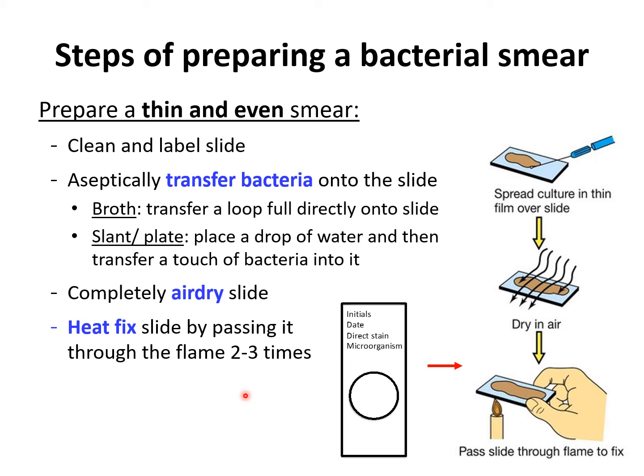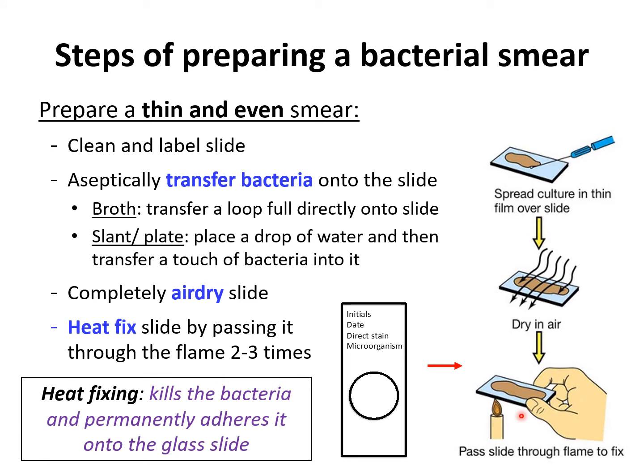What's heat fixing for? Heat fixing is going to do two things. It's going to ensure that the bacteria sticks to your slide, which is good because you can then save your slide for later if you want to view it later. It's not going to go anywhere. And another thing is that when you heat fix, that kills the bacteria, so you feel safe handling that slide because you know the bacteria is dead. So heat fixing kills your bacteria and permanently adheres it to your glass slide.